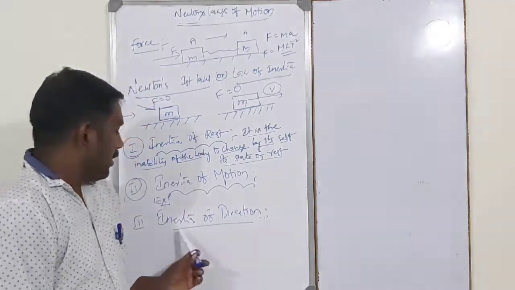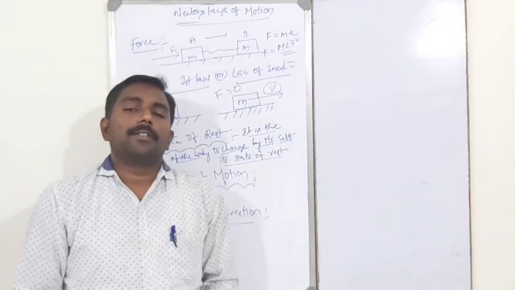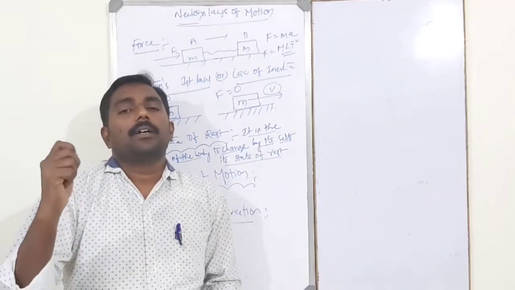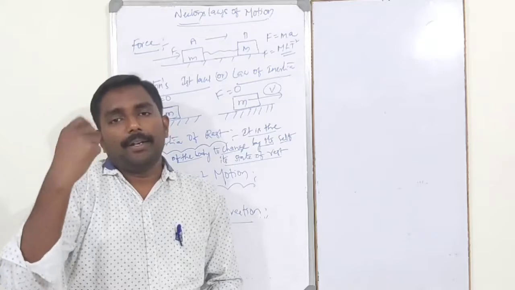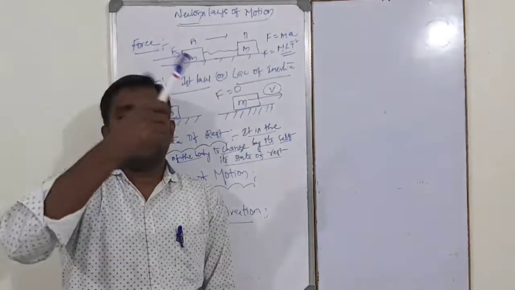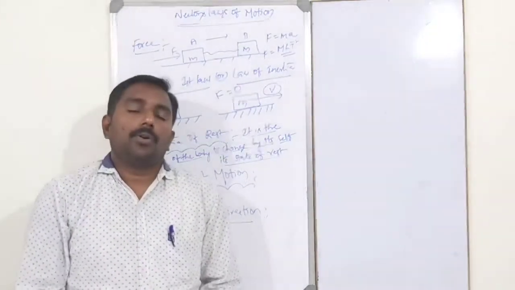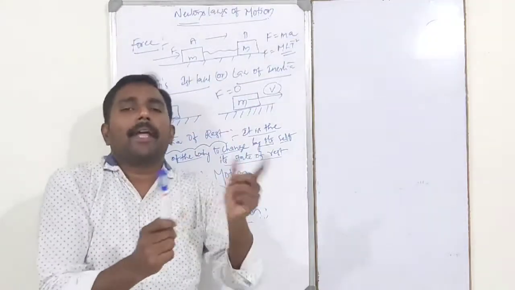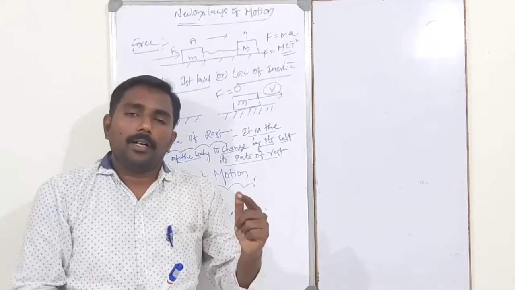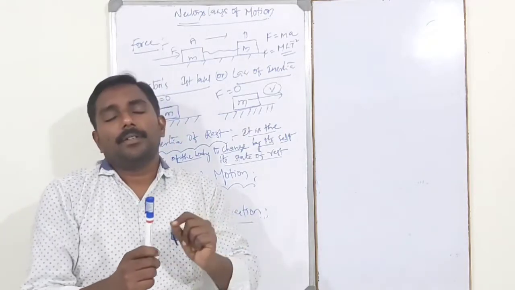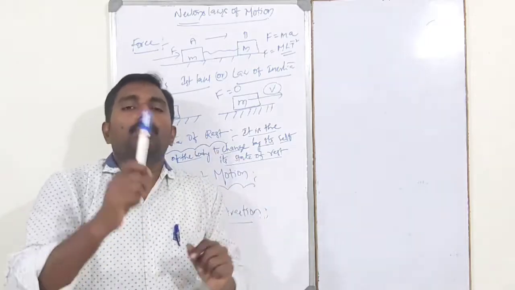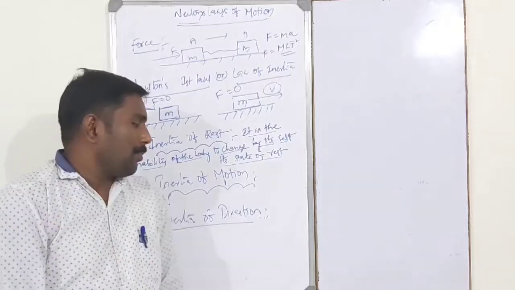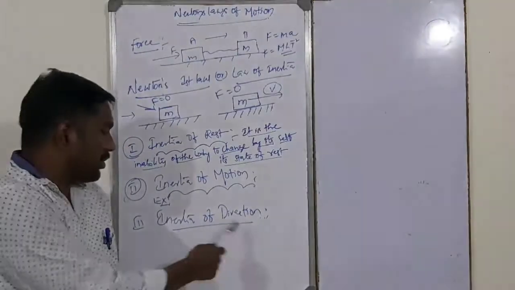So that is nothing but inertia of direction. Suppose a stone is tied with a string which is whirled in a circular manner like this. Whirling of stone, already we know. During its circular motion, suppose the thread breaks. If the thread breaks, the stone will move in a tangential direction of motion. So that is the example for inertia of direction.